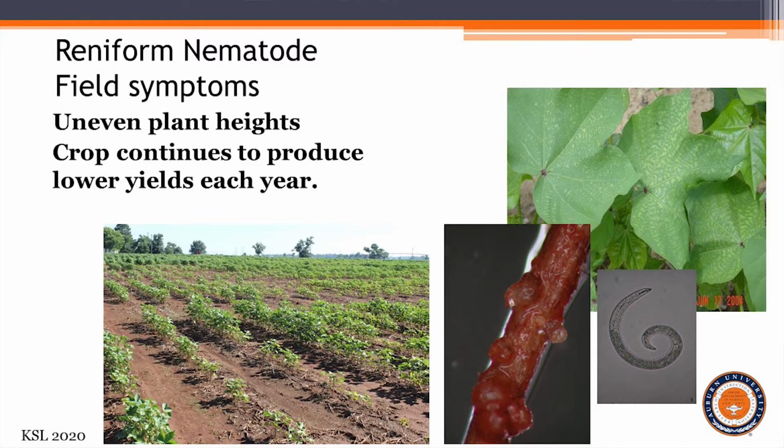On this slide as well, you'll see the infected female, which is the one that enters the root and causes all the damage. With the reniform nematode, it is only the female that enters the root and causes the damage.